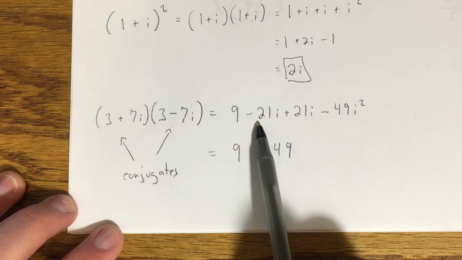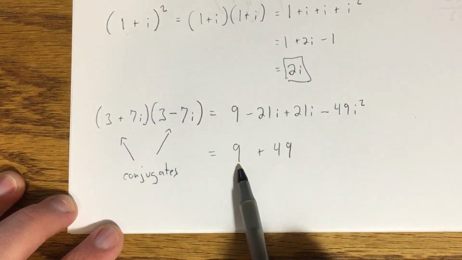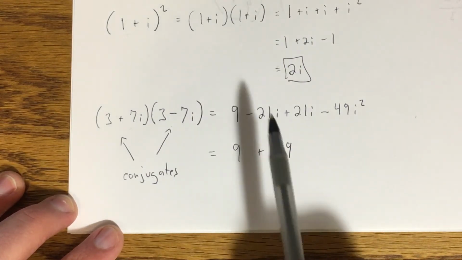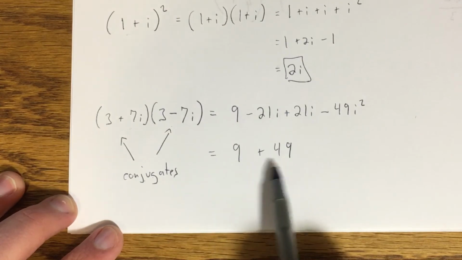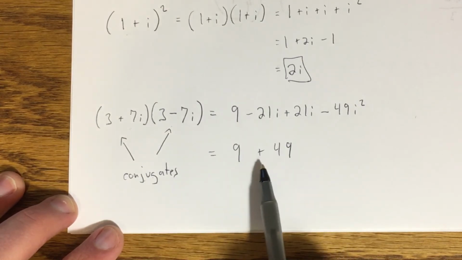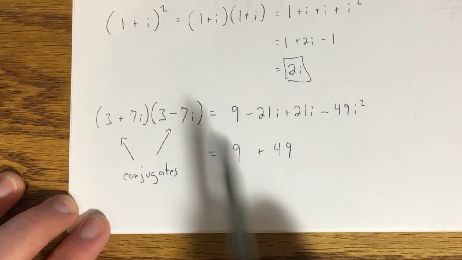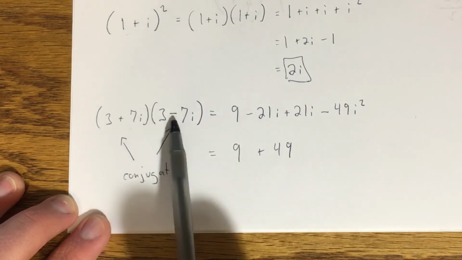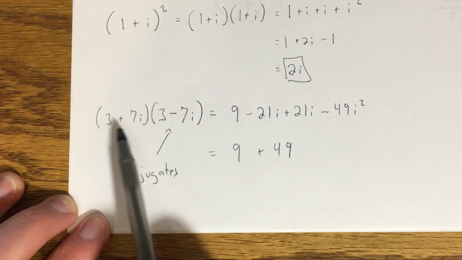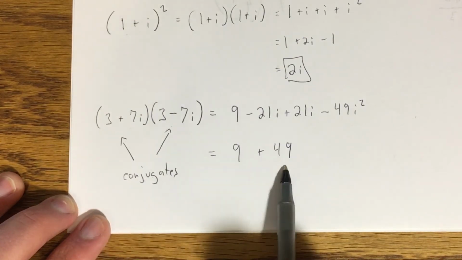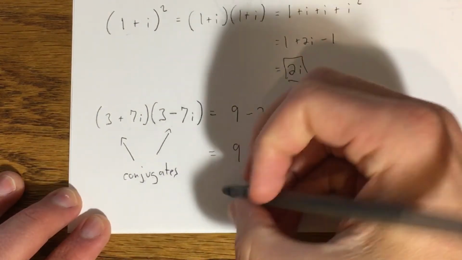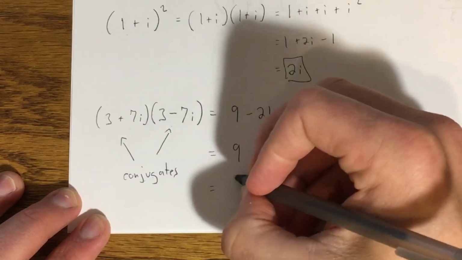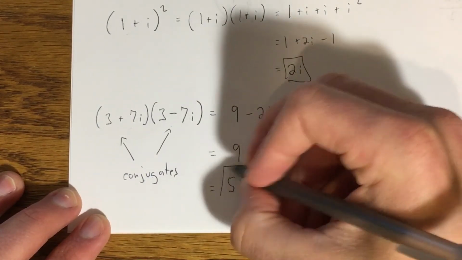One, the i's canceled out, like we said. We're left with only a real number. Secondly, the real number that we're getting here is just the sum of the squares of the real and imaginary parts of either of these. So 3 squared plus 7 squared. That's what we're getting. This always happens when you multiply two complex conjugates together. We get 58 in this case.